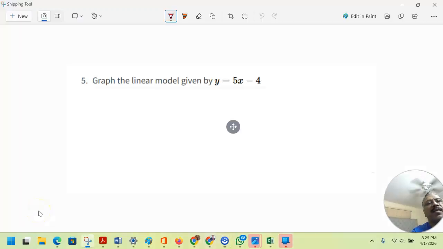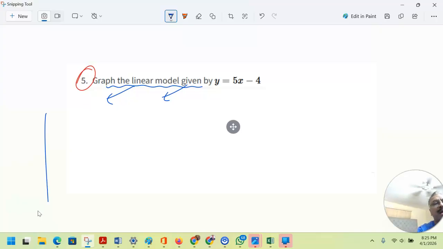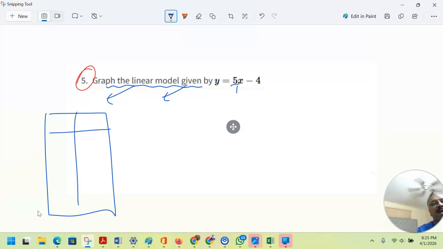Question number 5 says graph the linear model. It does not tell you whether to pick points. If they had asked us to take some points, then we could use some points like this. And you can say this is 5 over 1. There's no fraction. So you can make a table out of this and say, okay, let's take a few points, maybe -2 or 0 and 2 or 4, or 3. So you can plug in these numbers each time and get the answer.